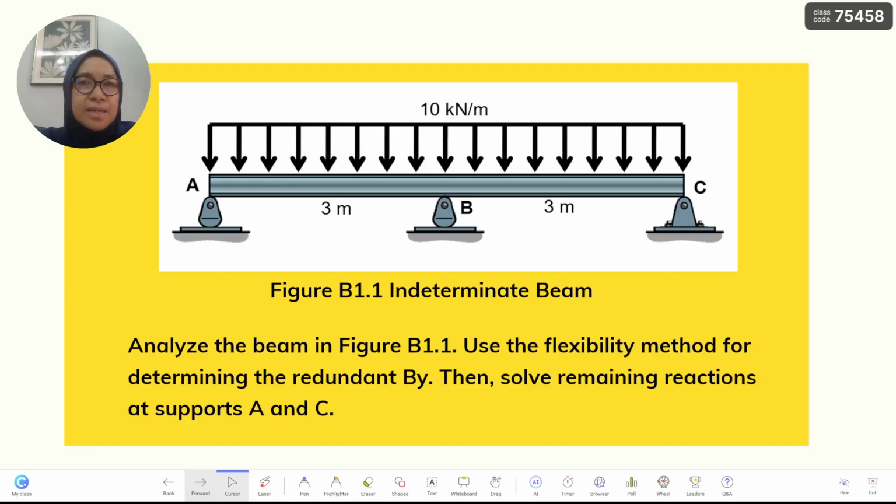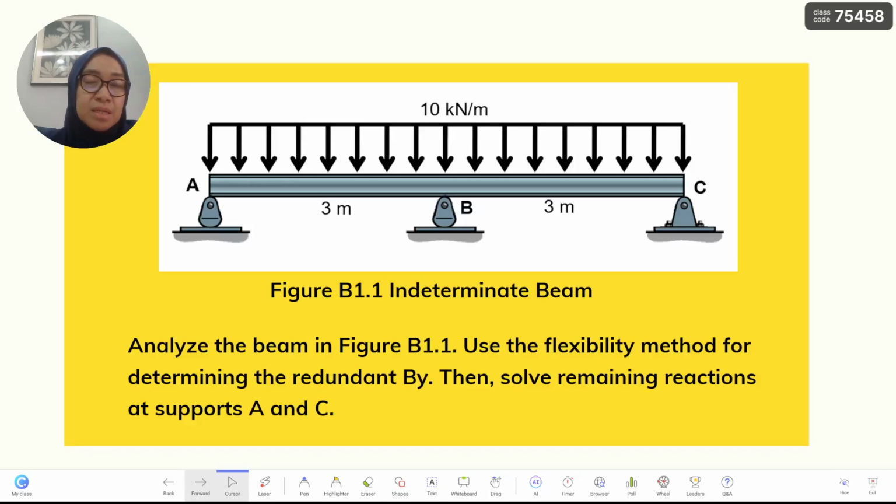In the diagram, as we can see, it is a continuous beam. There are two roller supports and one pin support. So we have to analyze this beam to calculate the reaction at all supports, at support A, support B, and support C.